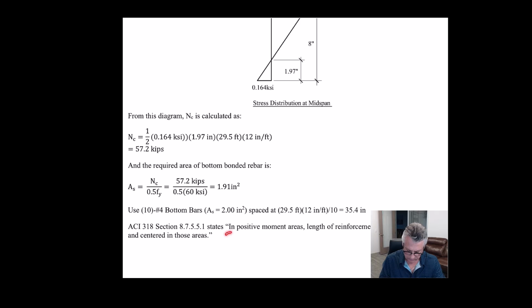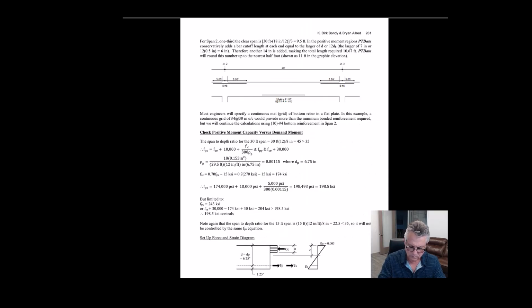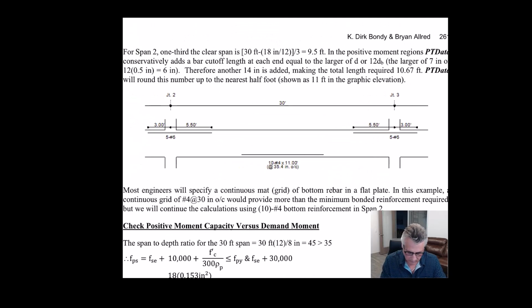So the length of the steel that you need to provide of this minimum steel, remember we're not talking about what's required for strength. We haven't checked that yet. This is the minimum steel, and what we're going to do first is establish minimum steel and its length, and then we're going to go check that for strength. ln over 3 centered in those areas. So ln being that distance right there, divided by 3, about 10 feet.